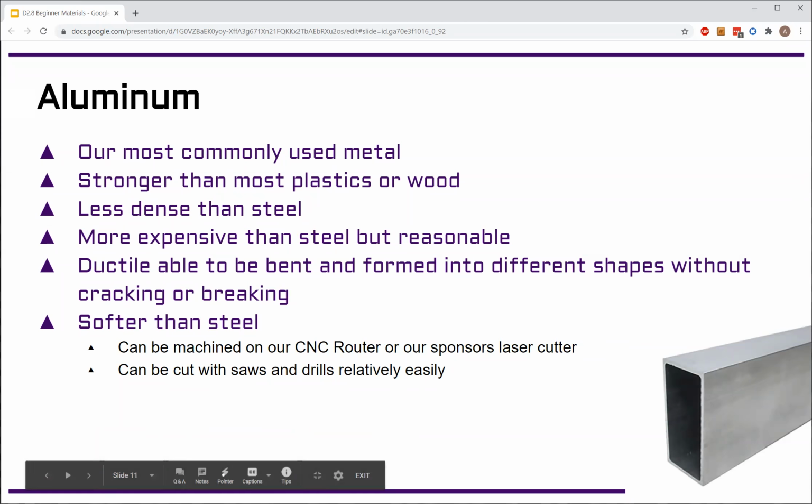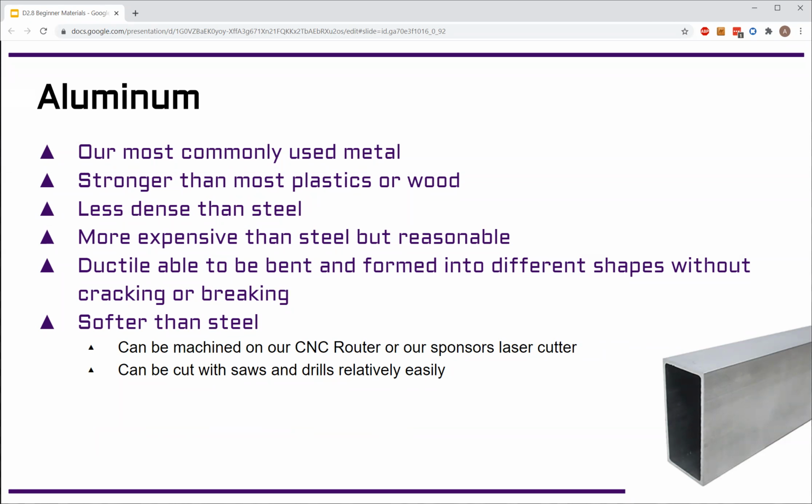Aluminum. So aluminum is by far our most commonly used metal in terms of actually constructing the robot, the actual frame and structural members of the robot. We use aluminum almost all the time for those parts if they're going to be metal. Aluminum is stronger than most plastics or wood. It's less dense than steel, so it's lighter if we're using the same size part. It is more expensive than steel, but it's still pretty reasonable.